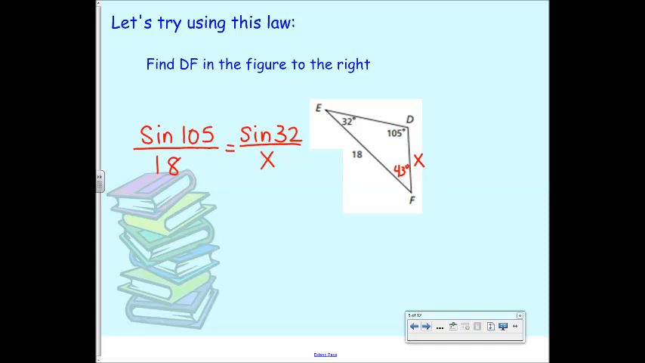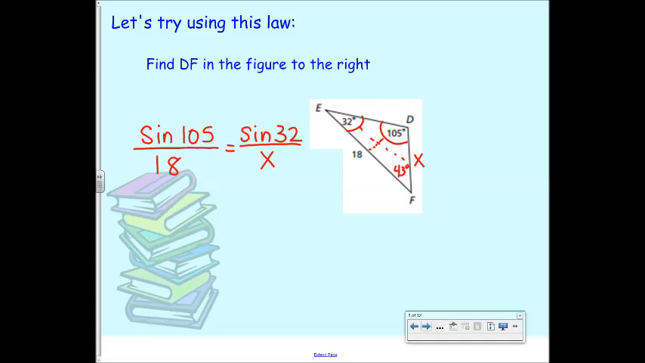Okay, because we have sine of 105 over the side that it's opposite, which is 18. And then sine 32 over X, because that's the one that's opposite. So did I need to use that 43? No. The reason I did that is because sometimes you will need to use that third angle. Now how would I solve this?